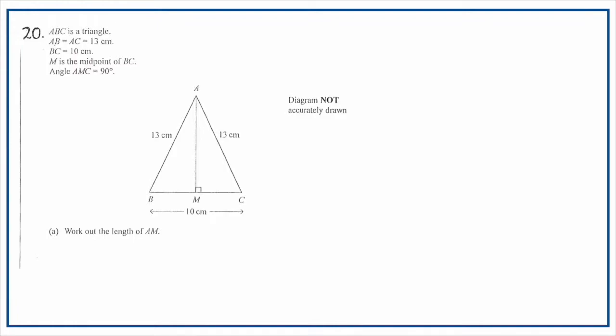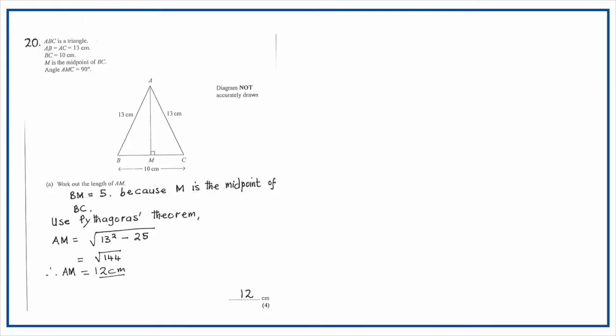Well, BM equals 5 because M is the midpoint of BC. So here we use Pythagoras' theorem to work out AM. AM equals the square root of 13 squared minus 25, because 5 squared is 25. 13 squared minus 25 equals the square root of 144. Therefore, AM equals 12 centimeters. So the length AM is 12 centimeters.